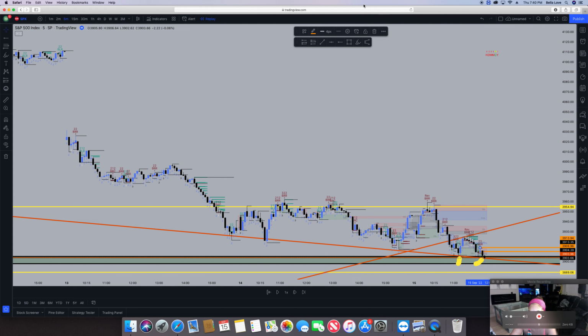First target, 39.13. Second target, 39.21. Third target was to the top of here, 39.25. Those were my targets, and all of those targets were hit.